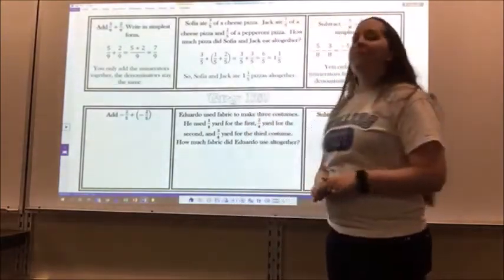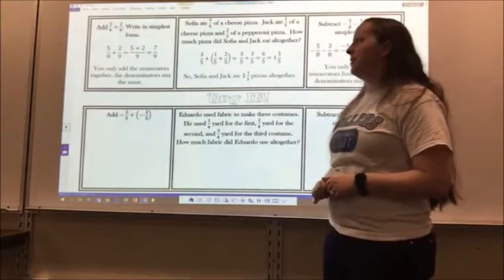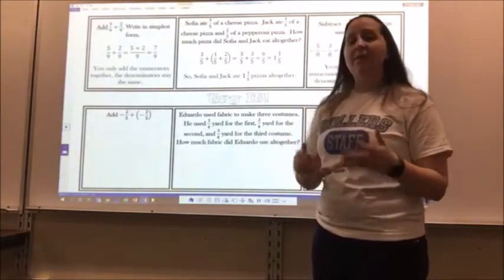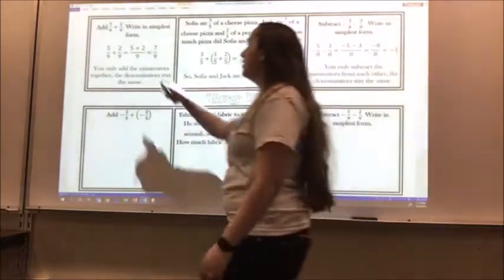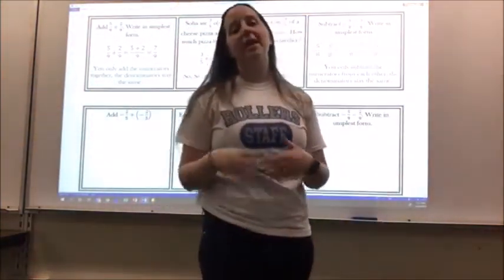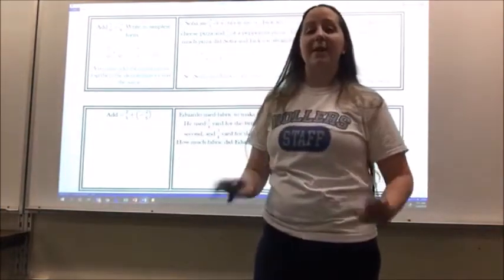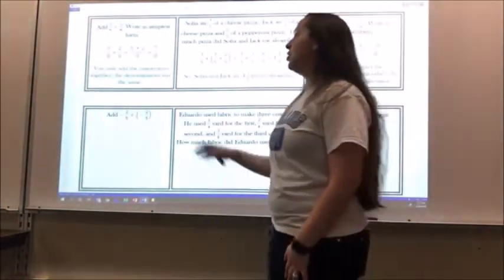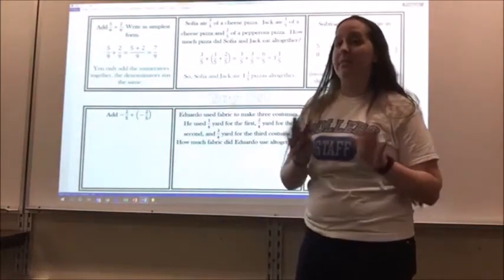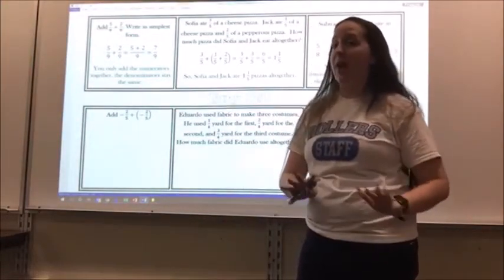It says add 5 ninths plus 2 ninths, write in simplest form. All I do is add the numerators together. 5 plus 2 is 7, so 7 ninths. I cannot do anything else with that. It is already in simplest form, so that is my answer. You can only add the numerators together. The denominators stay the same when you're adding and subtracting fractions.